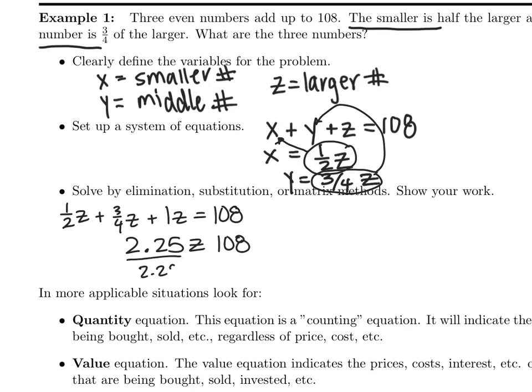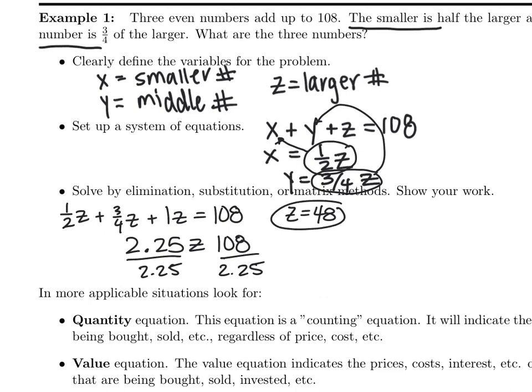Divide by 2.25, divide by 2.25, and we end up getting that z is the number 48. Okay, and 48 is an even number, so we know we're probably on the right track. So when you look at these, notice the directions say elimination, substitution, and matrix method. So I did substitution. You are not specified a certain way, so when we practiced matrices earlier, you may use those matrix operations. So now I need to back substitute.